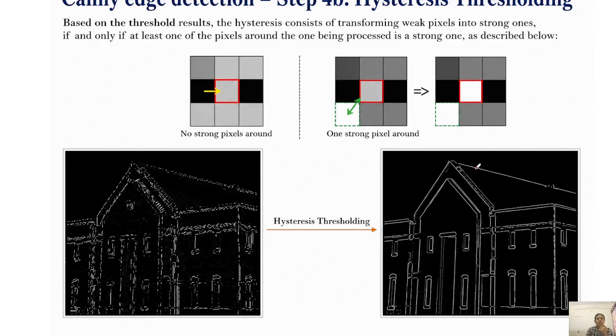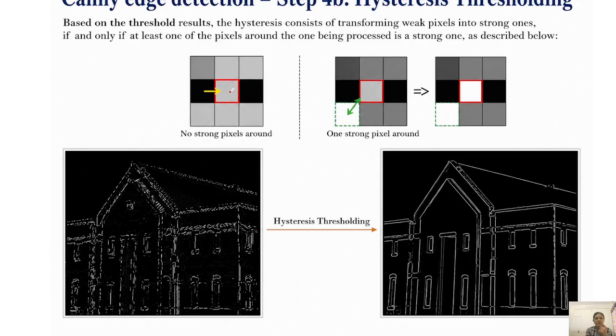Based on the thresholding, hysteresis consists of transforming weak pixels into strong ones if and only if one of the pixels around the one being processed is strong. So how to do it? Now we have a weak pixel over here. We just omit the black and the white. The black is not at all an edge.